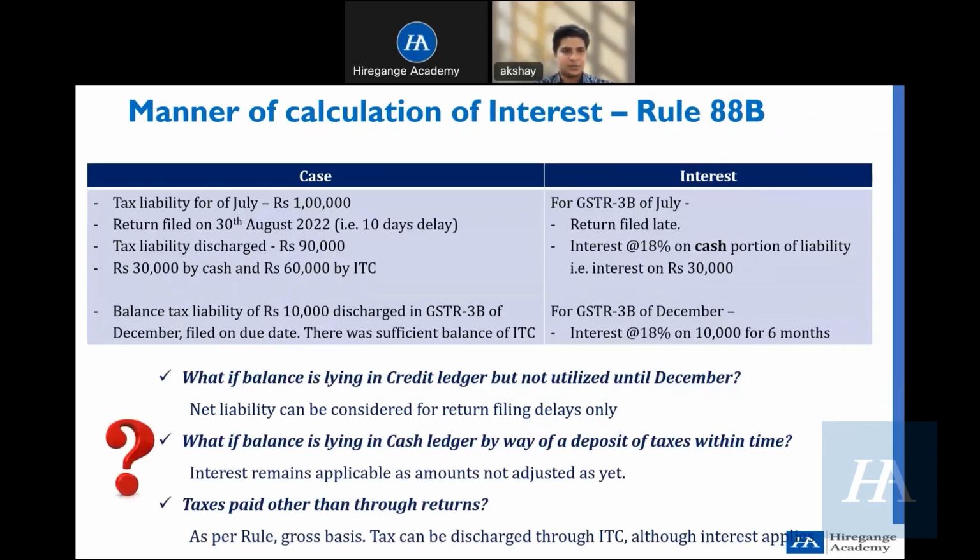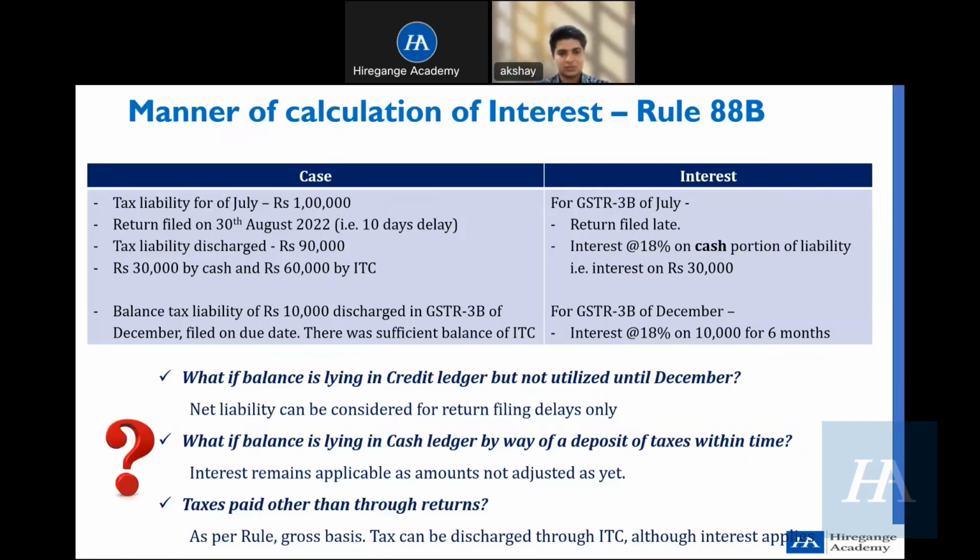So let's take a scenario wherein the liability is 1 lakh, but out of that, 10,000 rupees, which is the liability of July, is being paid in December. So in this situation, first and foremost, for the delay in the month of August, which is 10 days, on 30,000, you would pay interest on the net liability of 30,000. But on the 10,000 rupees, which is the delayed liability of July, which is not shown in that month but has been shown in a subsequent period, for that period of 6 months, there will be an interest at 18% on 10,000, irrespective of an ITC balance being available.